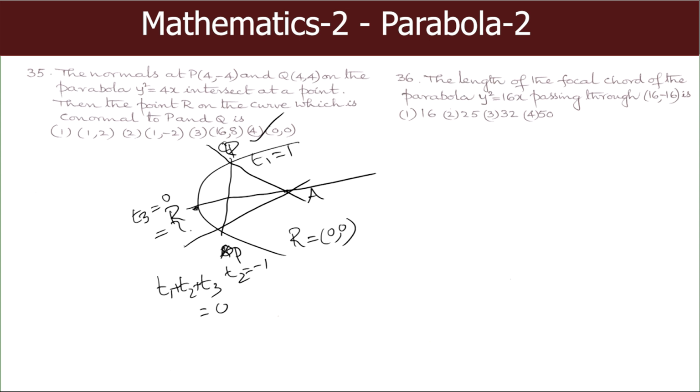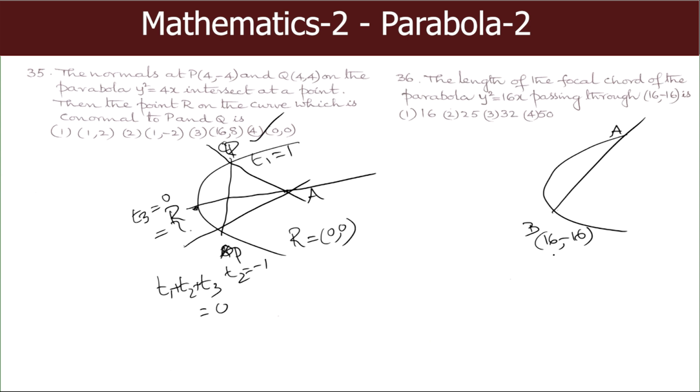The length of the focal chord of the parabola y square equal to 16x passing through (16, -16) is... the focal chord AB. This is (16, -16), and it is asking the length of AB.